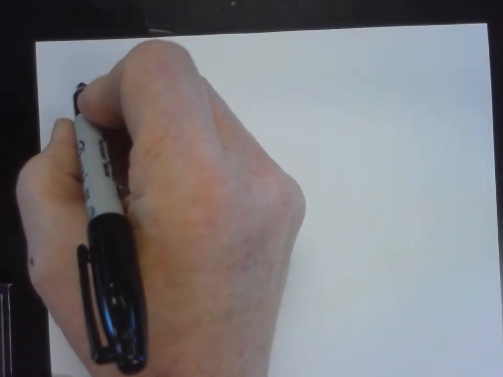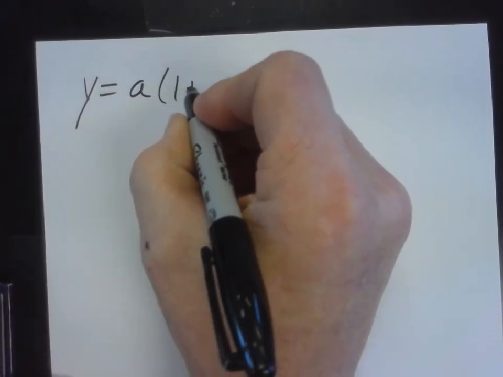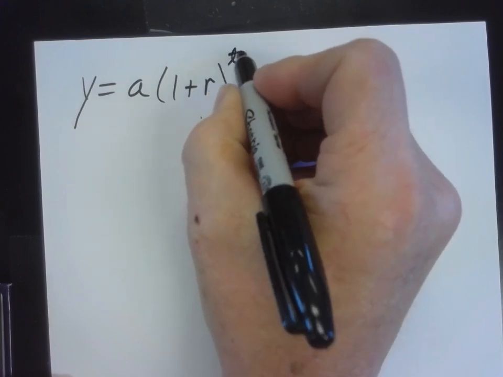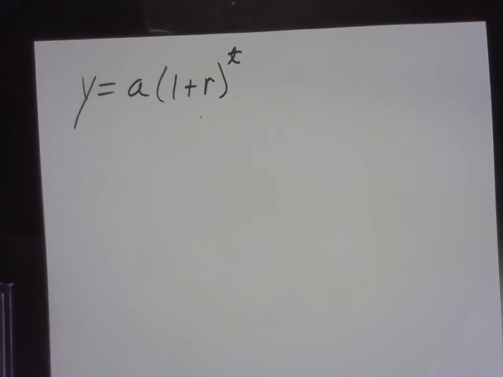So here's the basic equation: y equals a times (1 plus r) to the t power. Time usually is what we're talking about. We could say x there or whatever. Okay? So, initial amount, 50. Where does the 50 go? a.